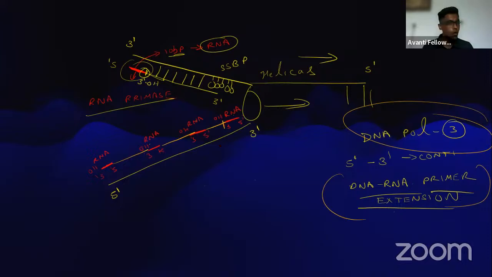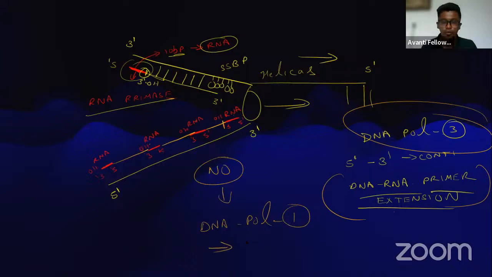No, we can't have RNA in our DNA. Very strict no. So what happens here? Our DNA polymerase 1 will come. The role of DNA polymerase 1, the first function, is that it has an endonuclease activity.